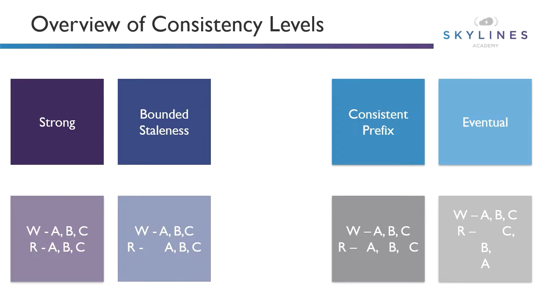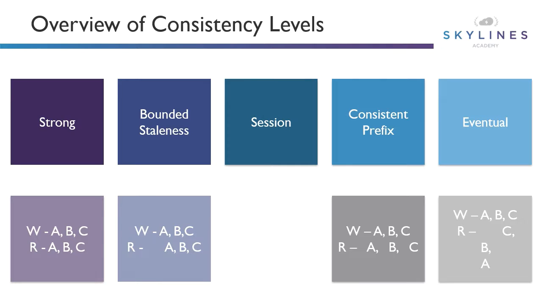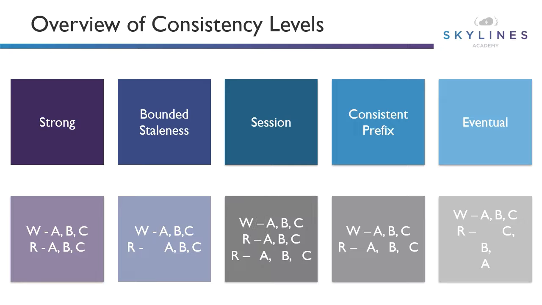Essentially, you're defining a max acceptable amount of lag when using bounded staleness. Session is another consistently available level, and it is the default within Cosmos DB. Essentially, connections using the same session will appear to have a strong consistency level. And by session, we mean that the application will pass a session token as part of its request.